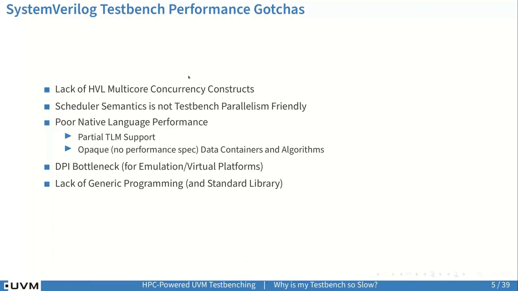So what makes contemporary verification tools slow? One is lack of HVL. Now this HVL is important. When you talk about multi-core simulators today, only the RTL part of the simulator is multi-core. The hardware verification language part is not multi-core. Scheduler semantics of SystemVerilog is done in such a way that testbench parallelism is not enabled. We'll talk about it later. Then poor native language performance. We are also going to elaborate on this. DPI bottleneck, and finally lack of generic programming, as well as opaque data containers and algorithms.